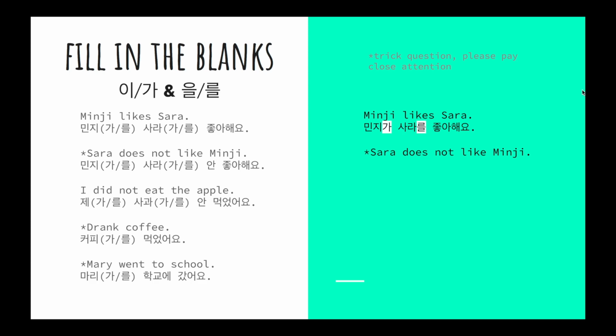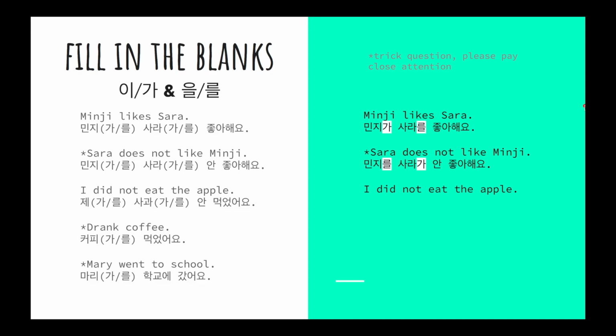Sarah does not like Minji. 민지를 사라가 안 좋아해요. So Sarah is the subject of the sentence, so she has 사라가. Minji is the object of the sentence, so she has 민지를. Because Sarah is the one who is performing the action. She is the one that does not like something. It may seem confusing because the words have been flipped. But because we have the particle attached, we understand which is the subject and which is the object.